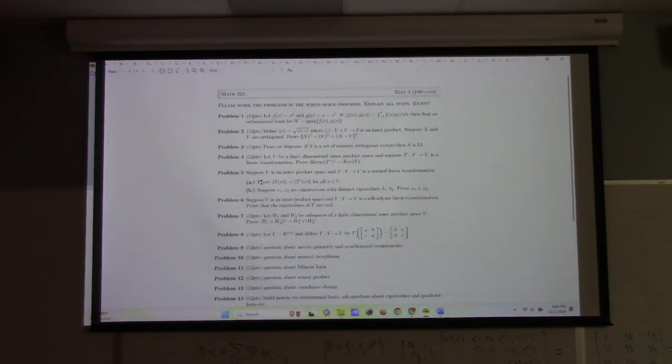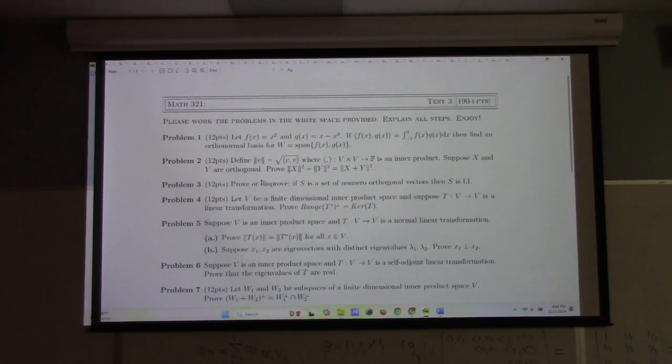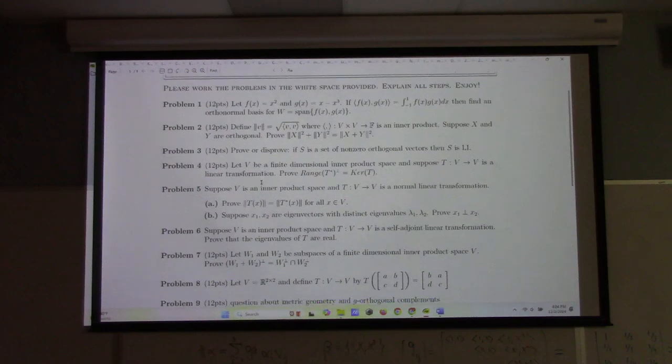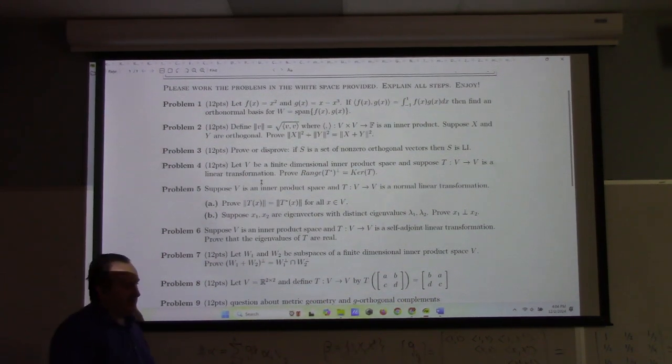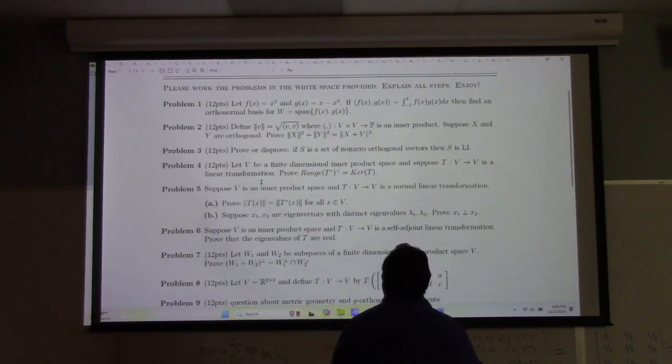Let's see here. Here's where it currently stands. White space provided. Well, yeah, I will add white space, and I will definitely not have all of these problems because, well, you know, yeah. Let's see here.